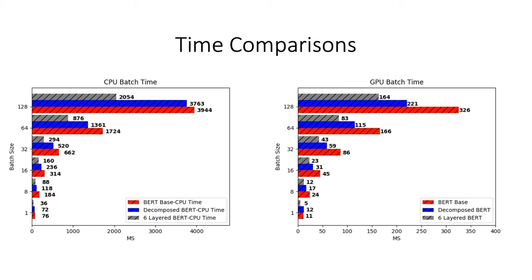In this experiment, we tested the wall-clock time in milliseconds it takes for different models to process batches of different sizes. We conducted this experiment in a CPU environment and in a GPU environment. In red, we see a BERT-base uncompressed model. In blue, we see a decomposed BERT model. And in gray, we see a 6-layer BERT model. We can see here that a decomposed BERT model is about 1.4 times faster than its uncompressed counterpart for batches larger than 1 when running on a GPU, and around 1.3 times faster when running on a CPU.